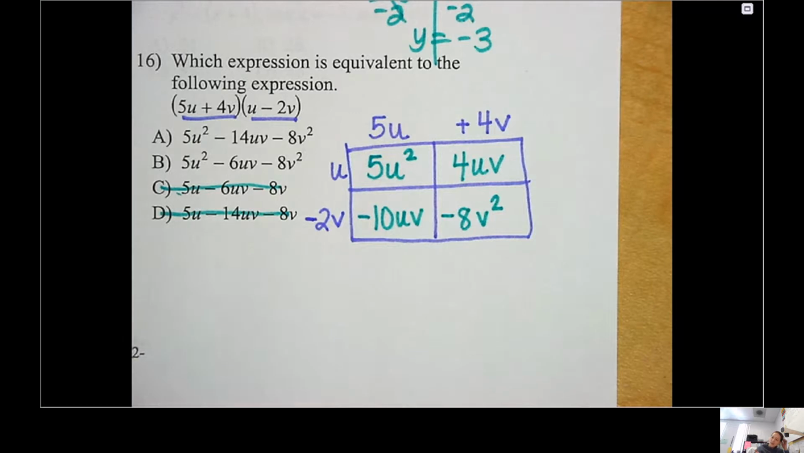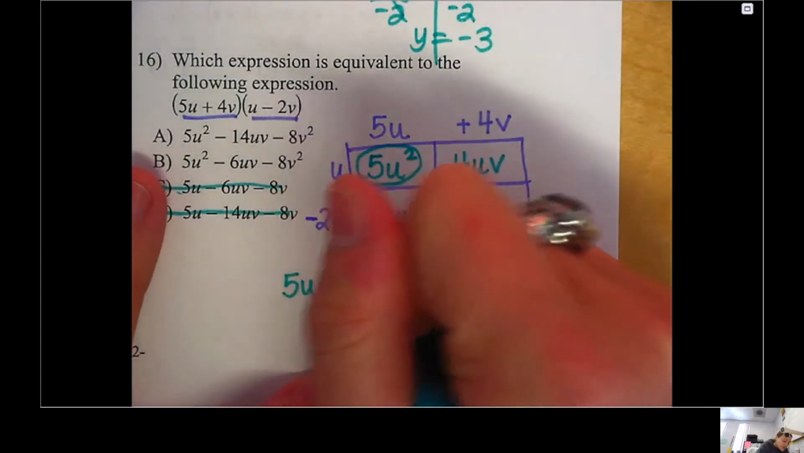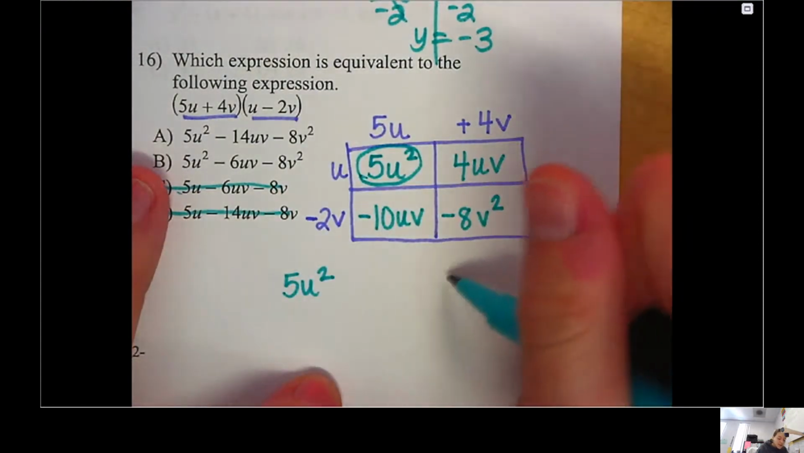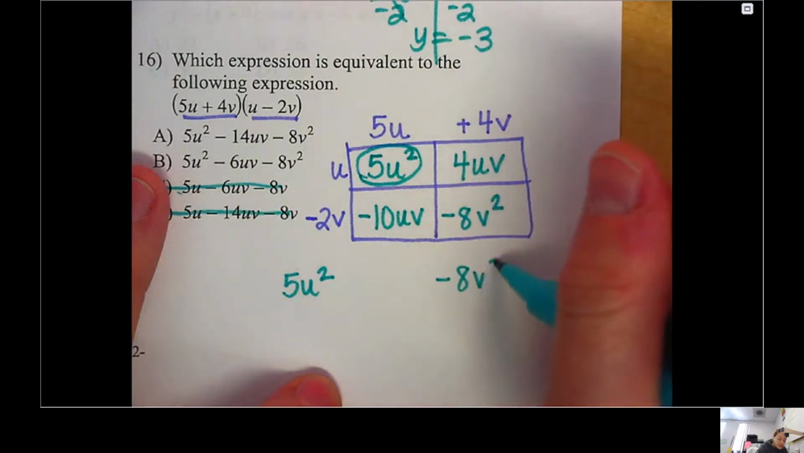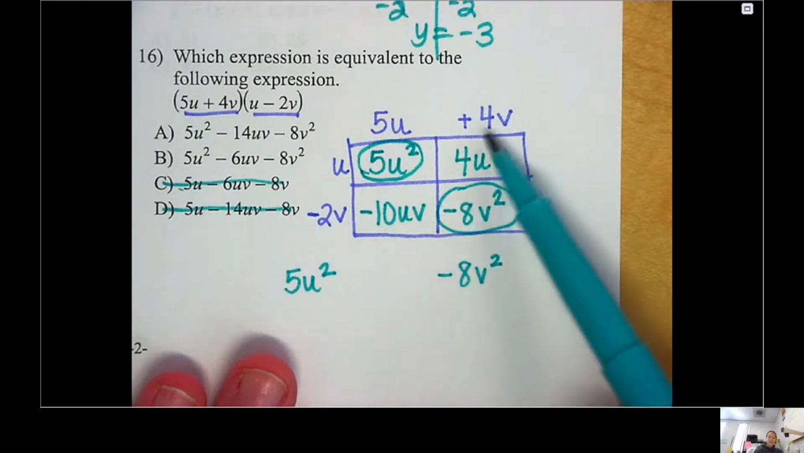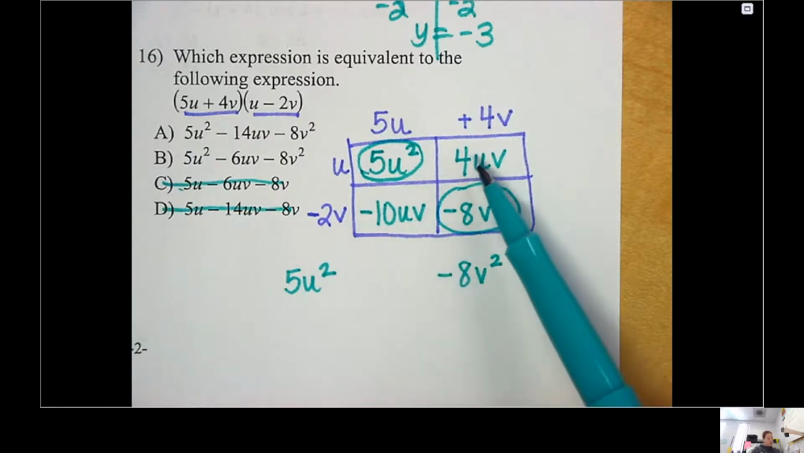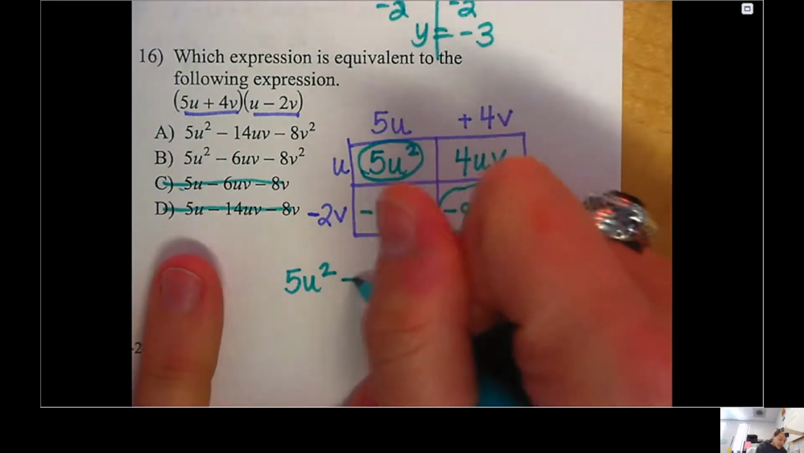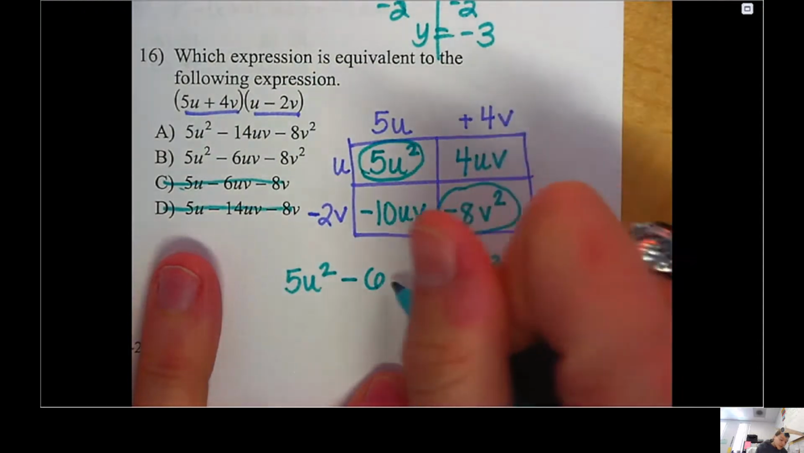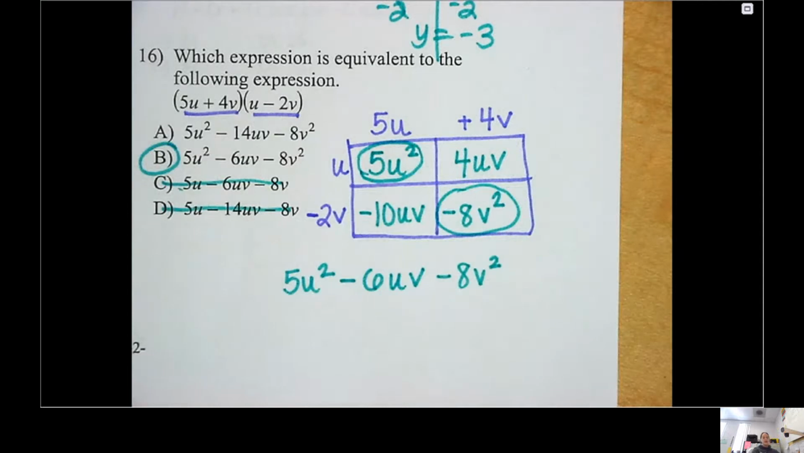And now this last part is when I go to write the statement here, the equation: 5u squared goes by itself. That goes first. That's my first term. Negative 8v squared is my last term. And remember, we had to take these two. They've got the same variables. We had to add them together to be our middle value. So negative 10 plus 4 is negative 6. And this is a uv. So my answer is letter B.